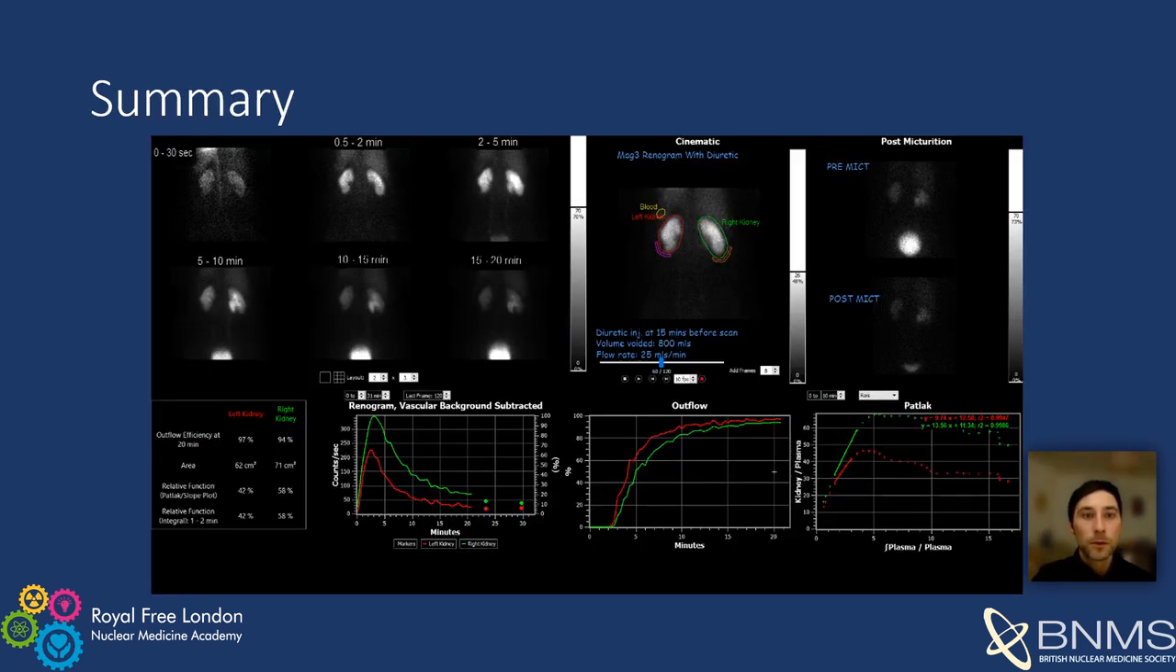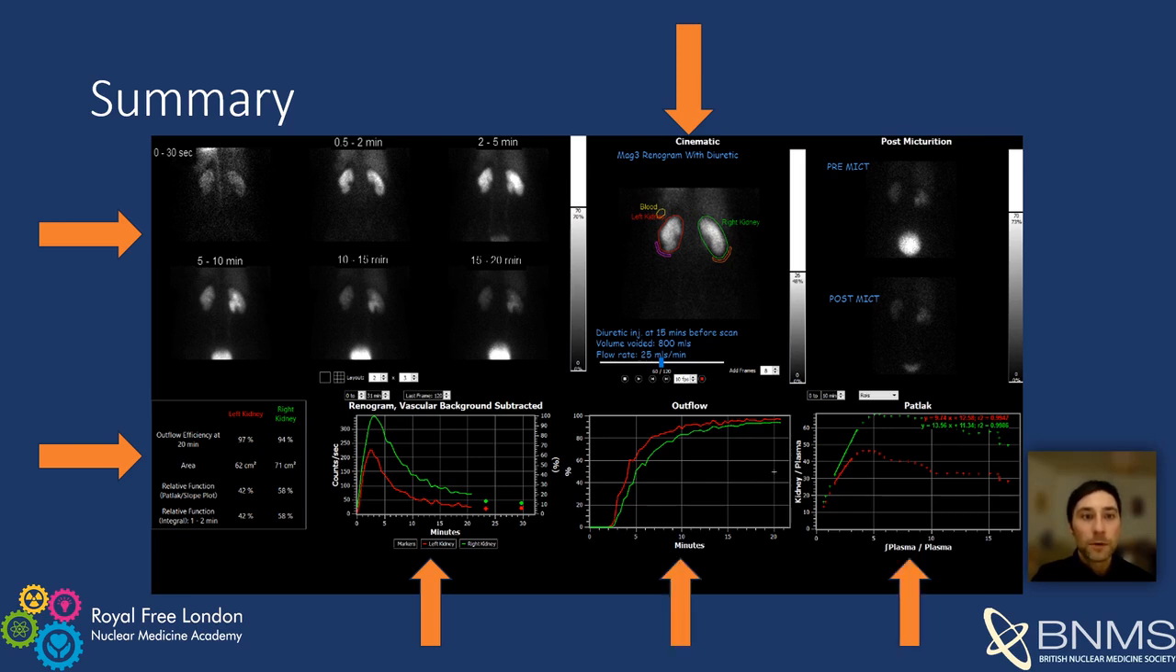To summarize, a good renogram display should include summed images, ROIs drawn using the Patlak method, renogram curves with correct background subtraction, quantitative results displaying the relative function, Patlak plot for calculation of relative function, outflow efficiency curves, and finally, pre- and post-micturition images that have been properly scaled.